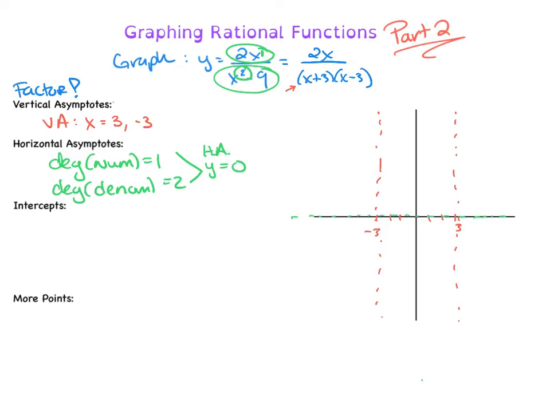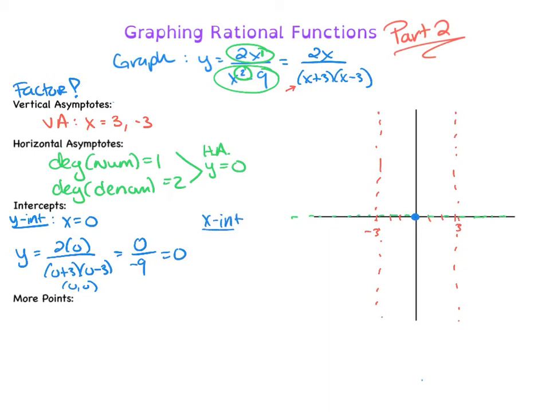Great. Okay, let's talk about intercepts. So let's find the y-intercept. When we do this, we're going to set x equal to 0. So we have y equals 2 times 0 over (0 plus 3)(0 minus 3). So we have 0 over negative 9, which is 0. So we have the ordered pair (0, 0). Okay. Now when we go to find the x-intercept, we're going to get the same thing. We set y equal to 0 here.